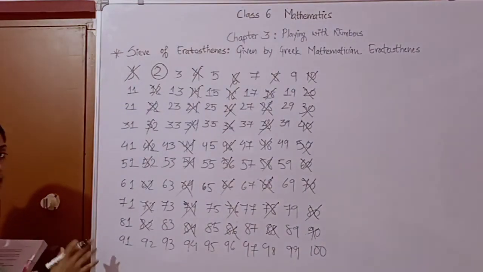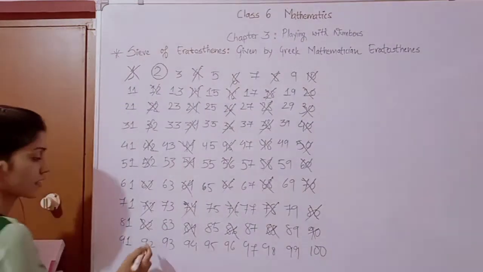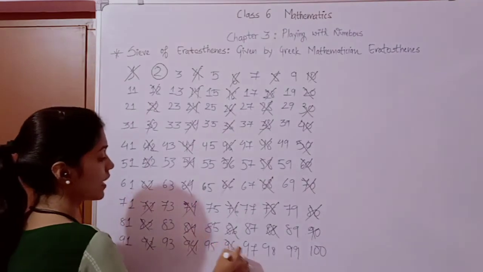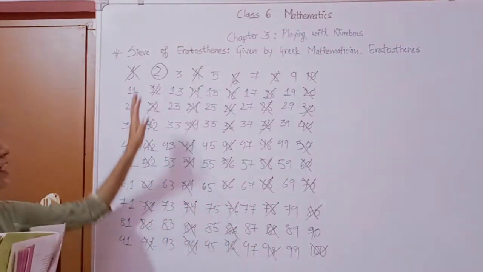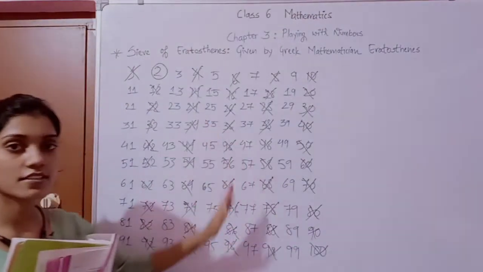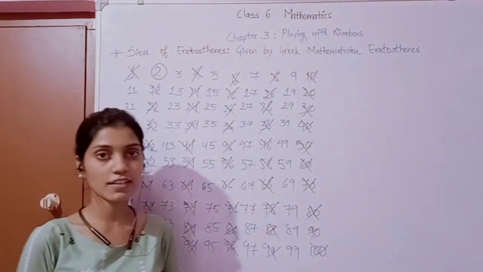Then are there any other multiples of 2? Yes, 92, 94, 96, 98 and 100. So up to 100, these were the multiples of 2. Now let's see what is given.